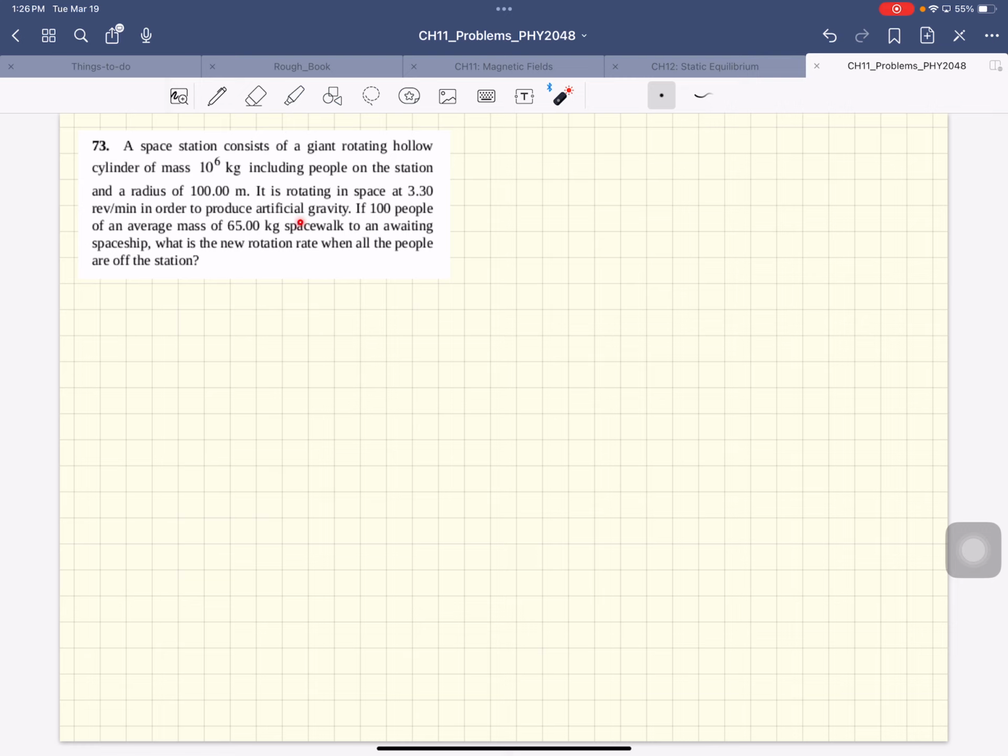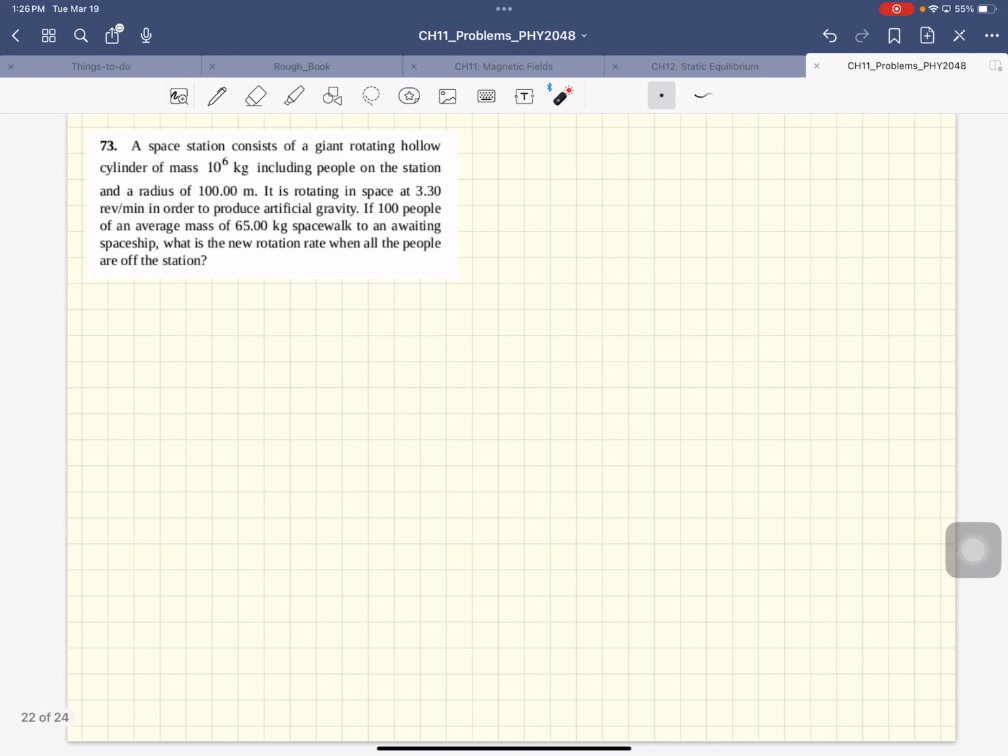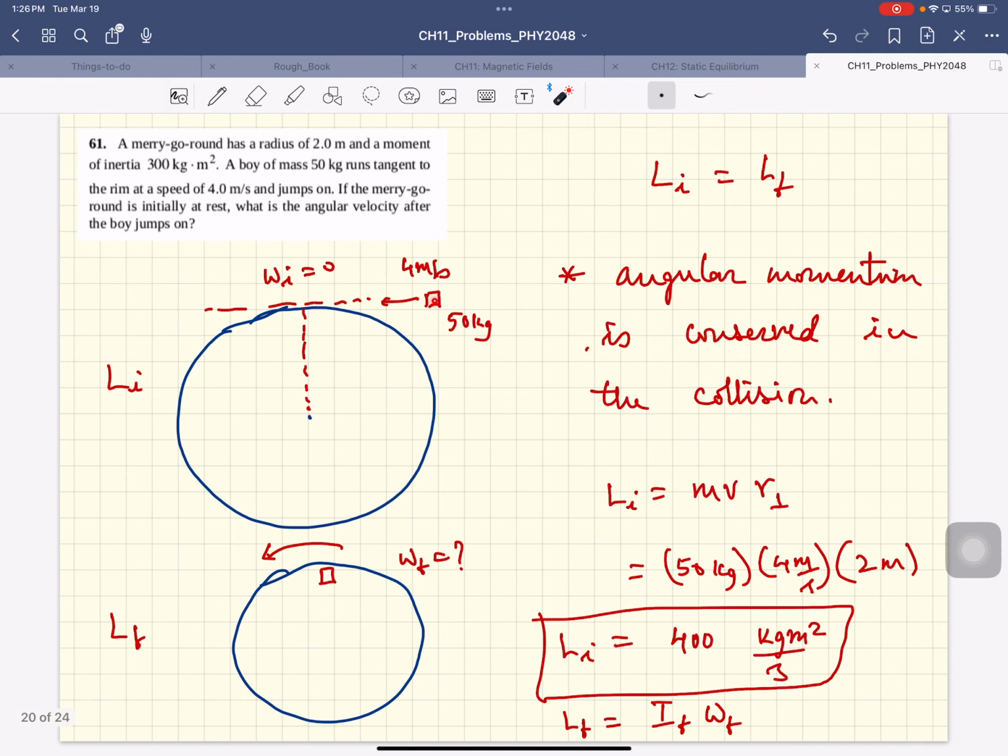In order to produce an artificial gravity, if 100 people of an average mass of 65 kg spacewalk to an awaiting spaceship, what is the new rotation rate when all people of the station are off? So this problem is the opposite of this. Here, this guy jumped in and he gave it an angular velocity. These guys jump off and the angular velocity decreases. Did you guys understand that? Okay.